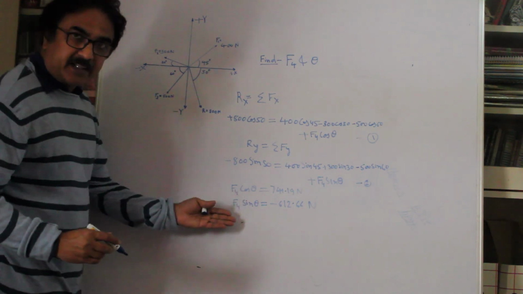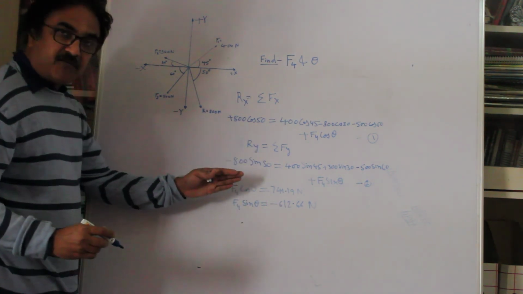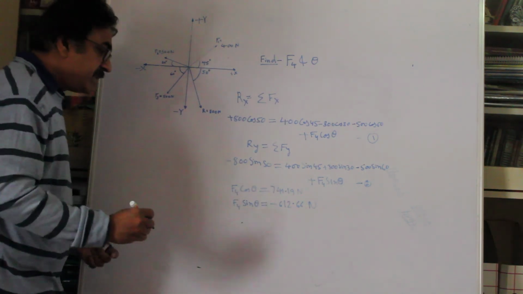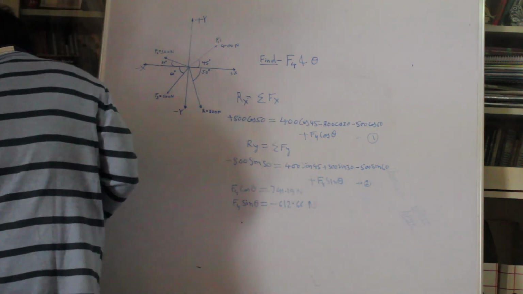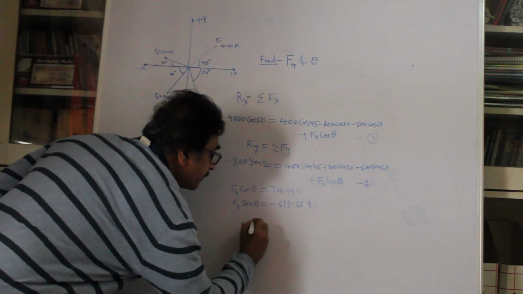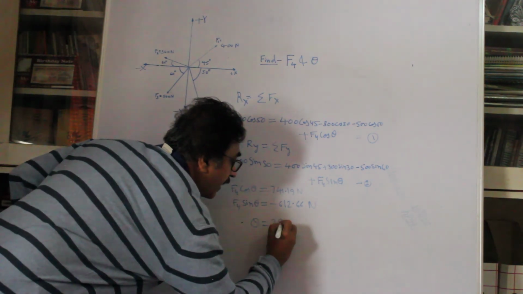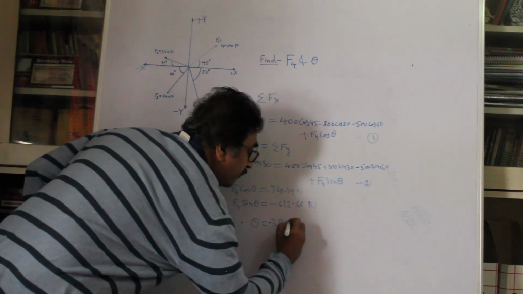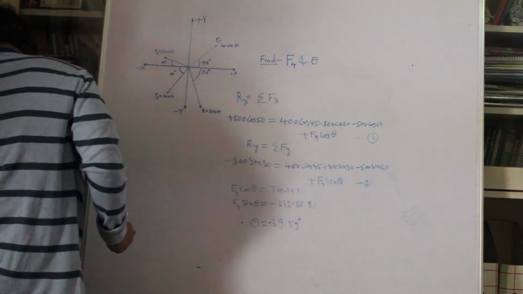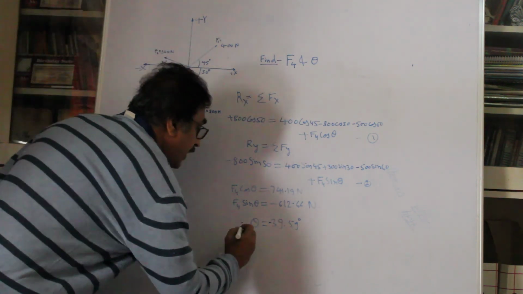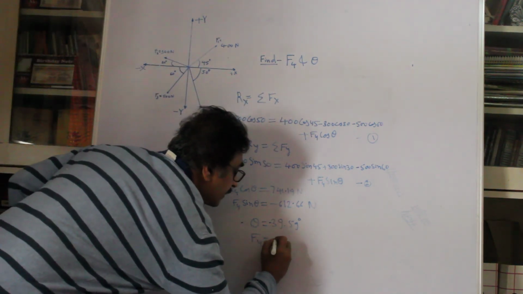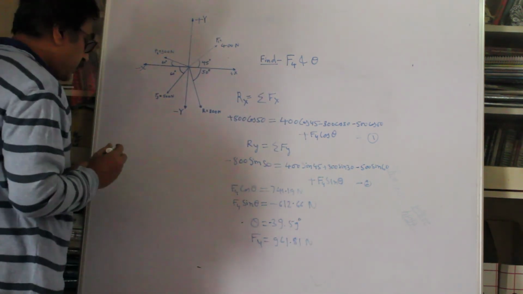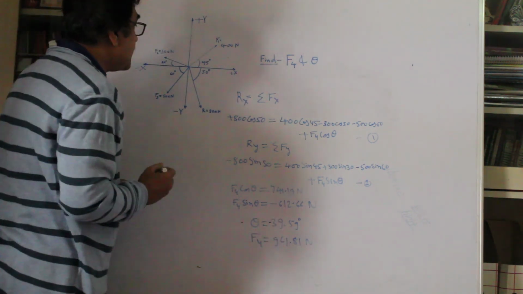And then all that you have to do, once you find out this, is divide one by another. That means you can divide F4 sin theta by F4 cos theta, and F4 will get cancelled out. You find out the value of theta, and you will also find out the value of F4. So theta is going to be minus 39.59 degrees, but the sign doesn't matter, and F4 is 961.81.